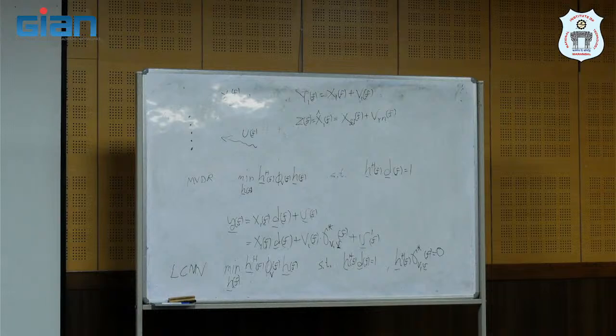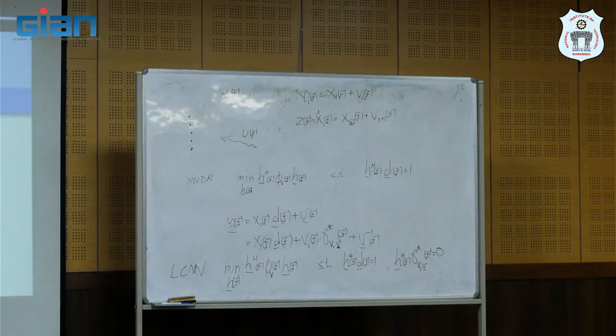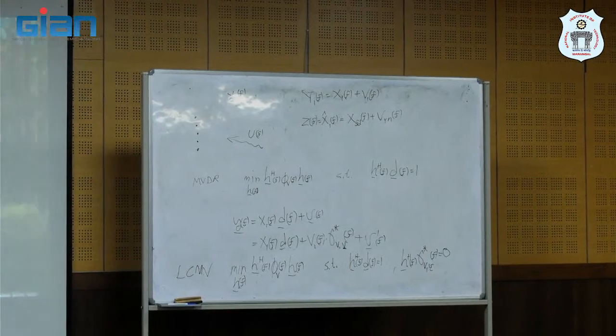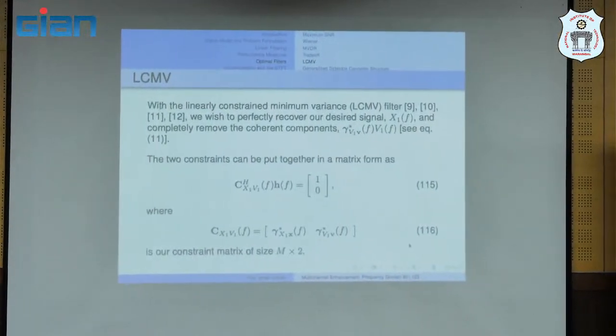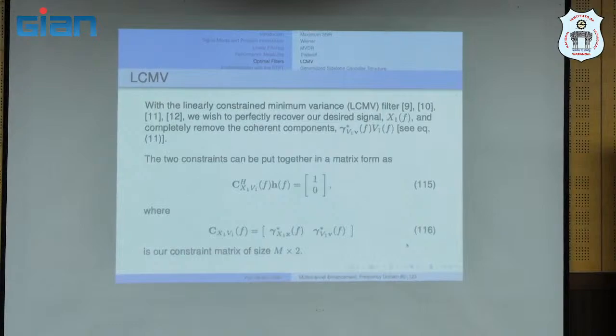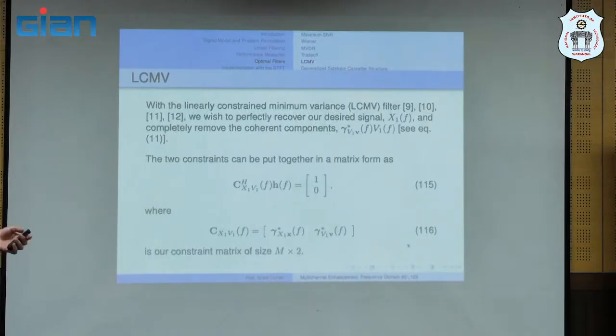Okay. Now, after we discuss this, actually, this is what I wanted. This is the most important thing regarding the LCMV and the relation between LCMV and MVDR. Because after we define this mathematics and we understand it, that's it. You understand. All the mathematics is very simple because we add two constraints. So how do we do that? The mathematics behind it is very simple.